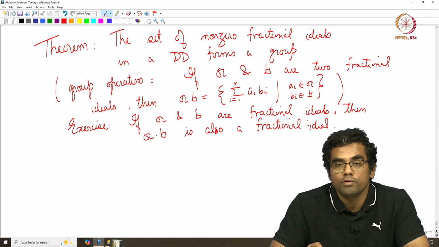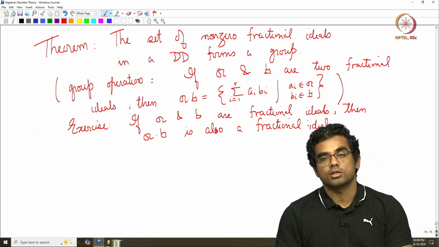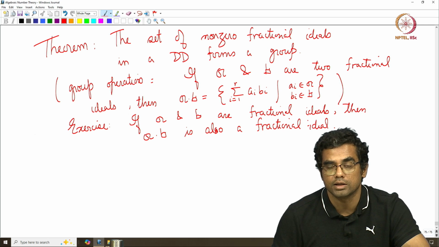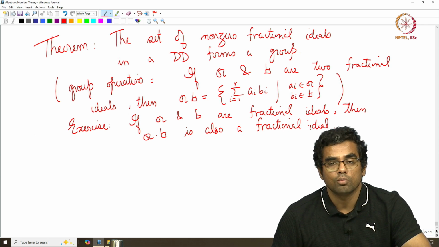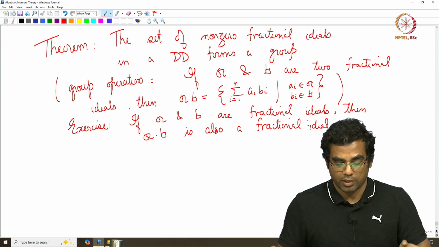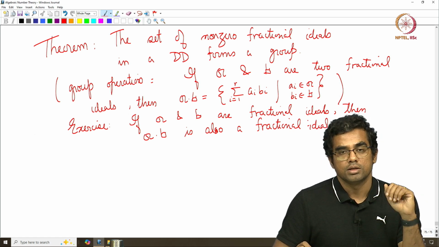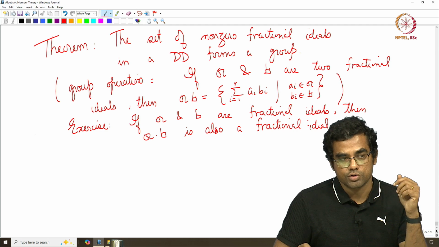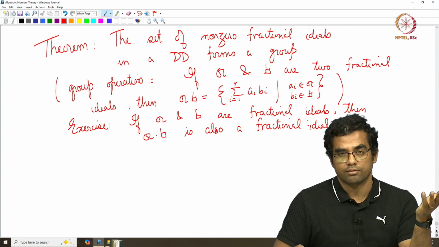Okay. So, what we want to do is we have now defined a binary operation on the set of non-zero fractional ideals, and we want to show that it is a group. So, what does it mean? What does a group have? Well, first of all, it has an identity. Secondly, the group operation should be associative, and thirdly, every element should have an inverse.